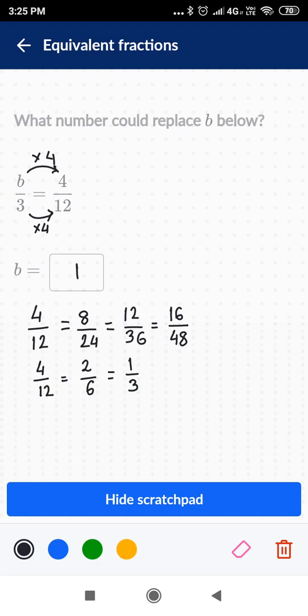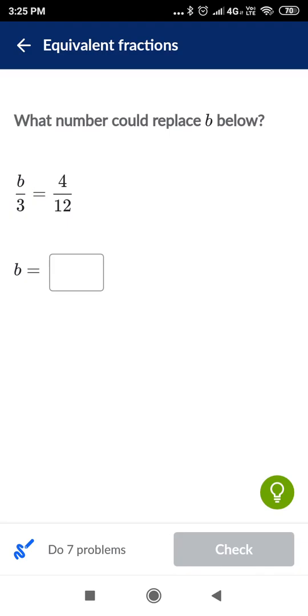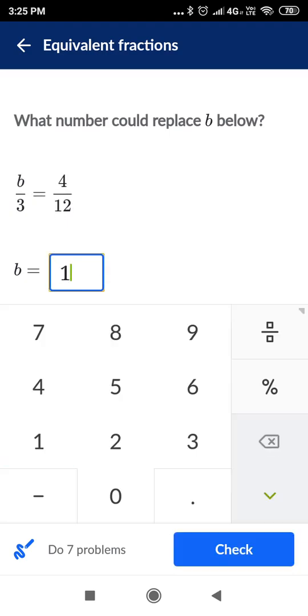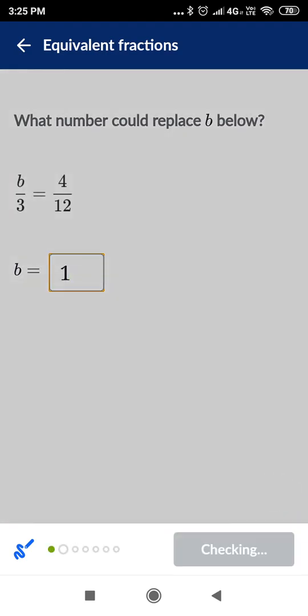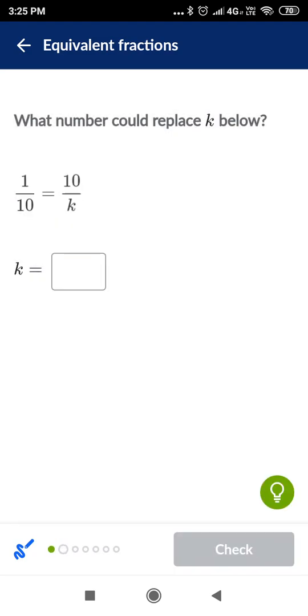So don't worry that this is a very long process. It's a very simple process, as I will show you in other sums. In the first sum, I have shown you all this so that you will understand what an equivalent fraction is. B equal to 1. Right? Let's see the next question.